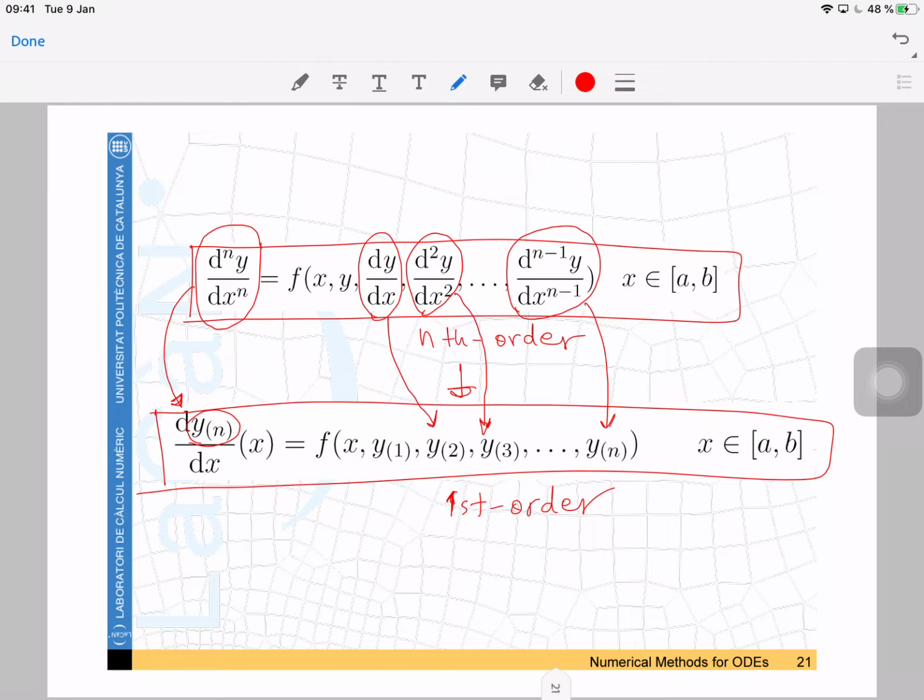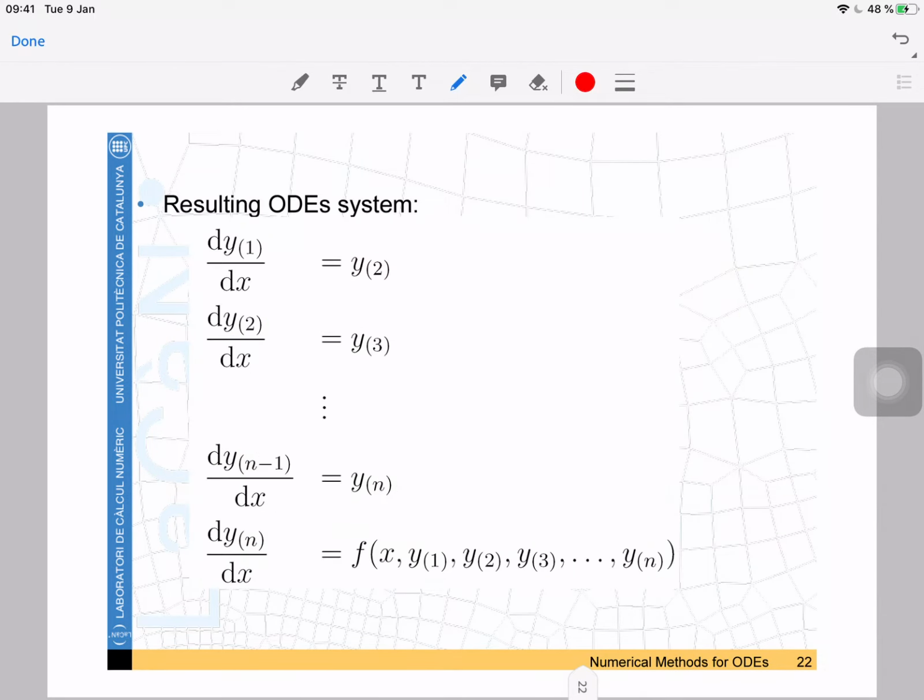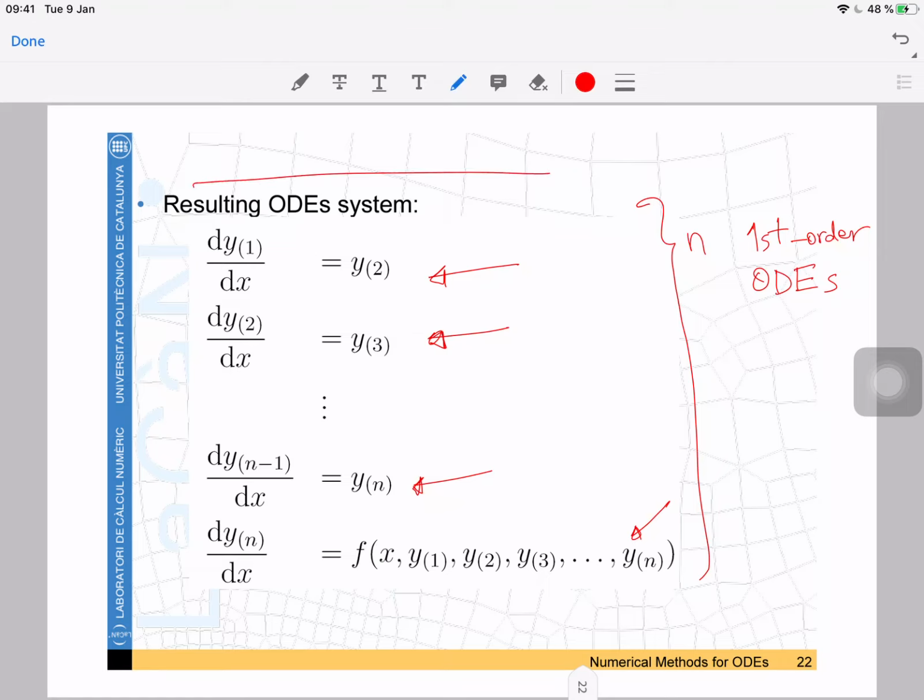So all of the high order derivatives convert to first order derivatives, and finally we come up with a first order system. As a result of this conversion, basically we have a system of n first order ODEs. Each one of these ODEs is first order, and we can use the techniques that we introduced for first order ODEs to solve each one of them. So we can call this the first order system.